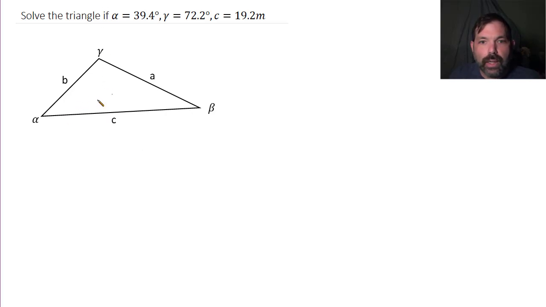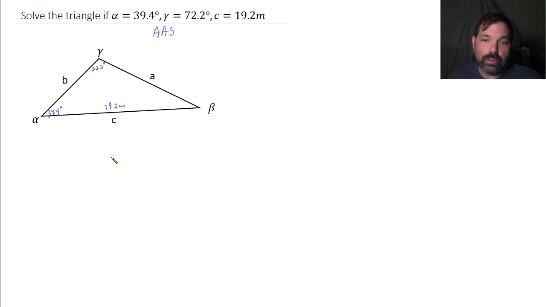All right, so let's see. Alpha is 39.4 degrees. Gamma is 72.2 degrees. And C is 19.2 meters. All right, and so what I have here is angle, angle, side. I have the angle-angle-side situation. And so again, this is a situation where we start by using the law of sines.